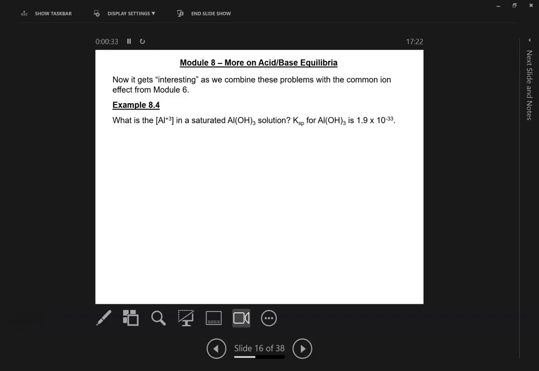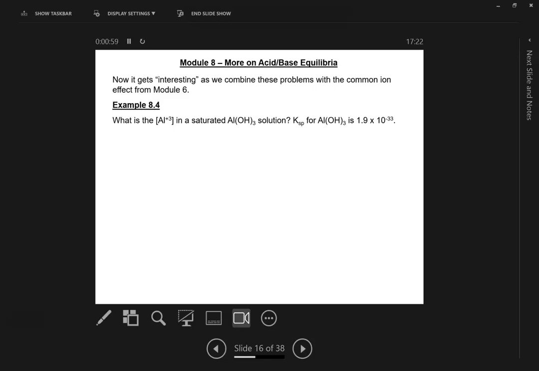All right, now we're going to look at some examples of dealing with equilibrium problems when we also have a pH issue to take into account. So the first one is example 8.4. It says, what's the aluminum ion concentration in a saturated Al(OH)3 solution? And they give us the Ksp. It's very, very small.